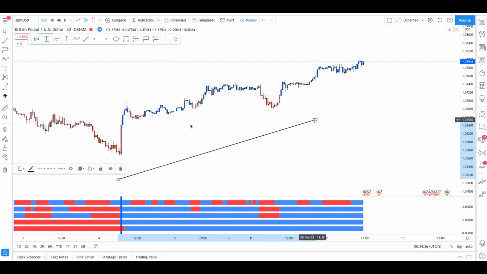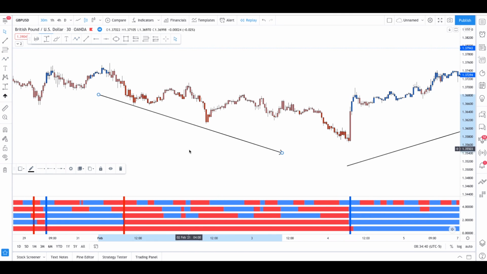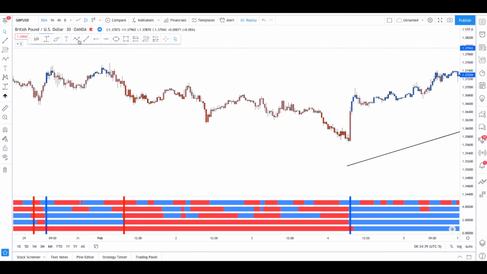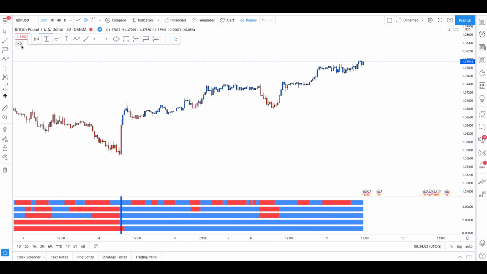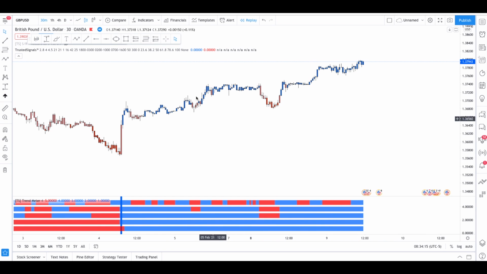When the majority of the meters turn blue, it is a sign the market is heading up. When the majority of the meters turn red, it is a sign the market is going down. You also have the option to select how many meters must align for a signal to show. The indicator also has the ability to set up alerts when the selected number of meters turn blue or red. This feature is also signaled by the red or blue vertical lines.